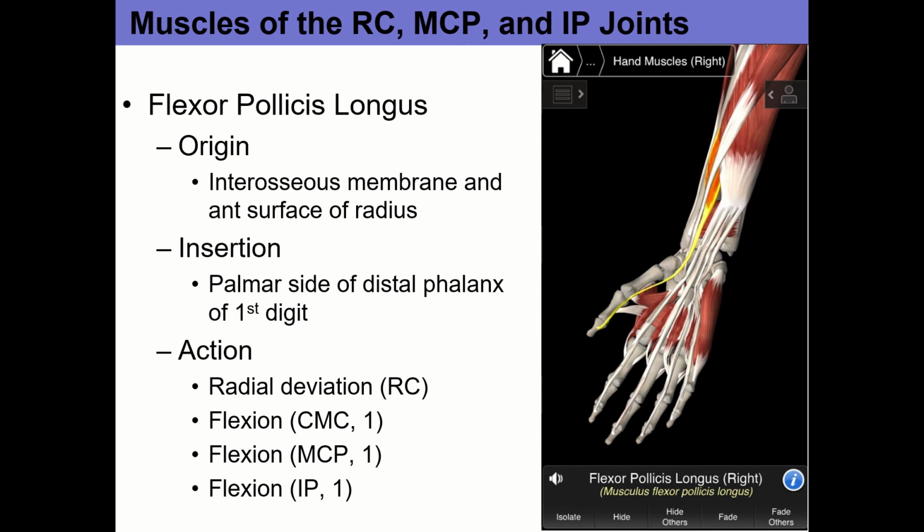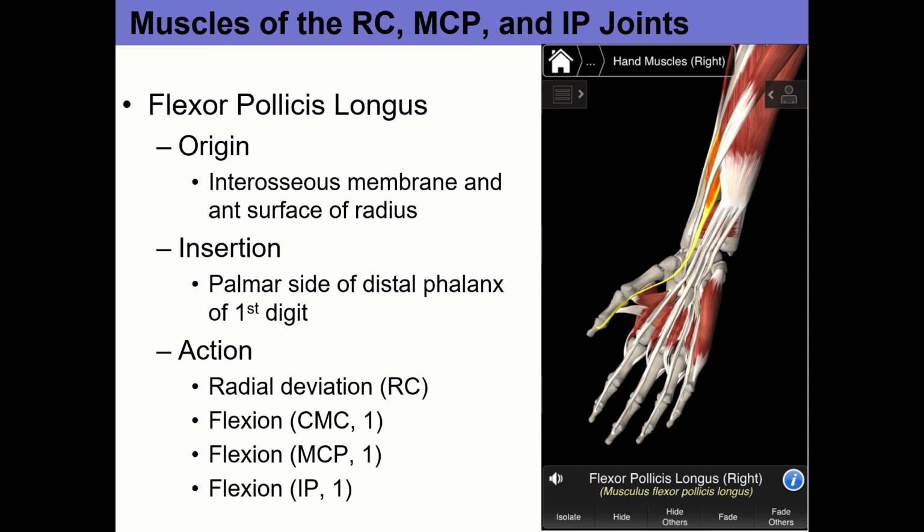As an aside, I'm pretty sure I took these actions from the app, but I believe our textbook has flexor pollicis longus as a radiocarpal flexor, which I've seen fairly commonly. So if you group this one in as a wrist flexor, I think that would be correct as well.